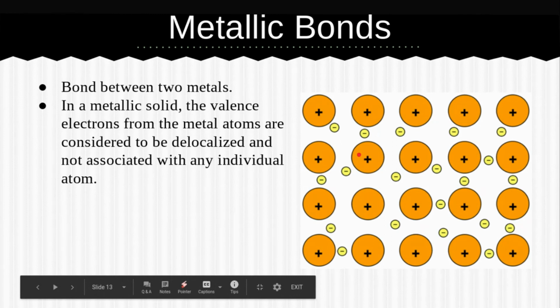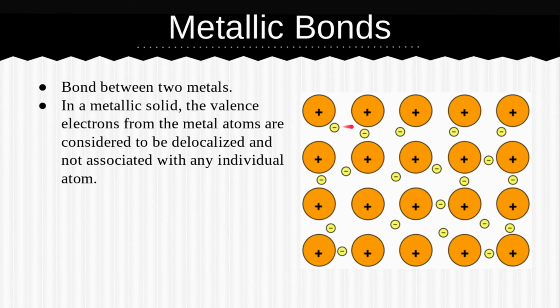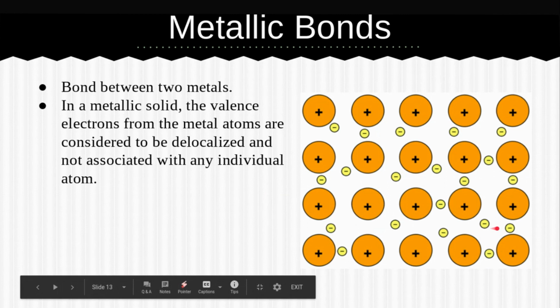So this gives metals some unique properties because those electrons are allowed to move, which is not the case in most other types of compounds. So because those electrons are allowed to move, metals can do things like conduct electricity because electricity is just electrons. And so it can push these electrons through the metal because they're allowed to migrate from one side to the other.